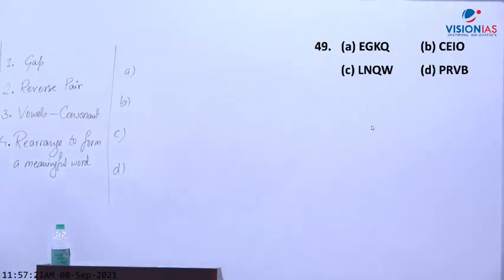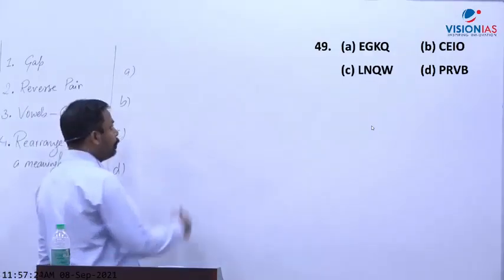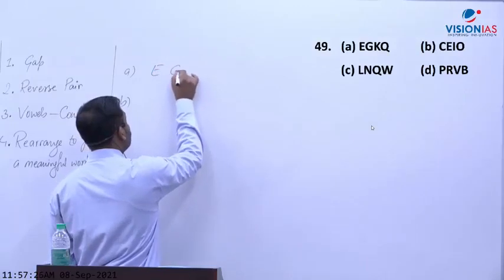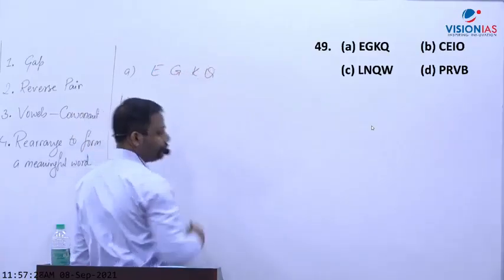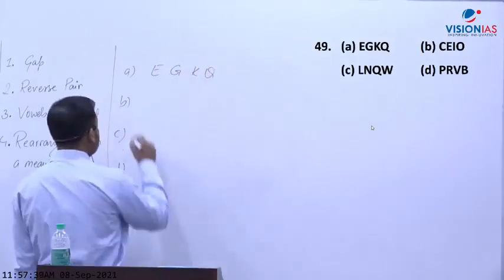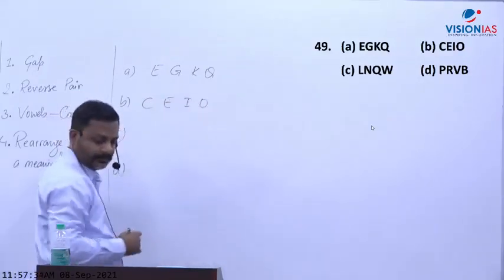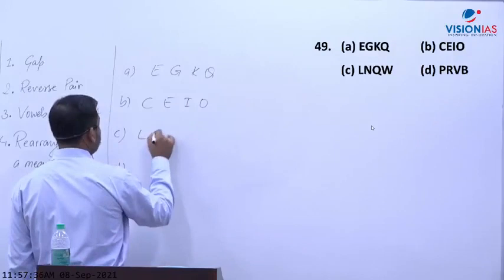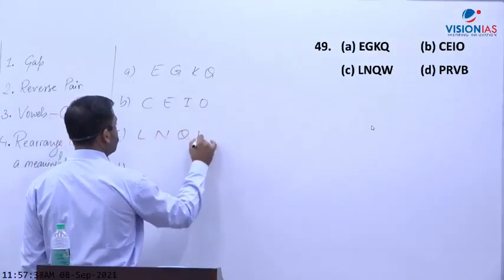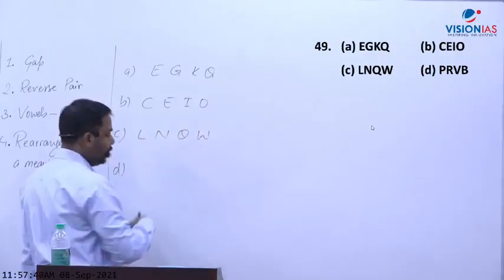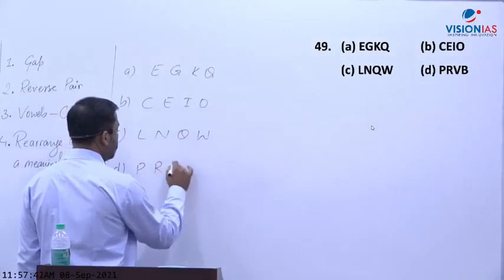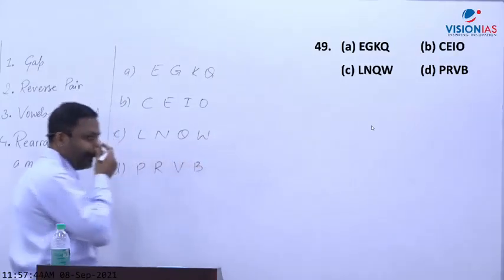Question number 49. EGKQ, CEIO, that is C, E, I and O. L, N, Q, W and P, R, V, B.